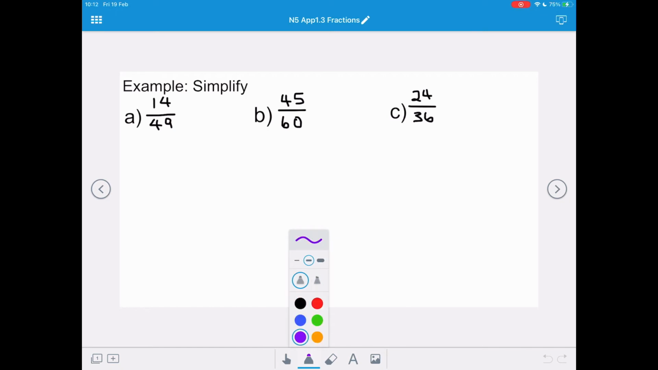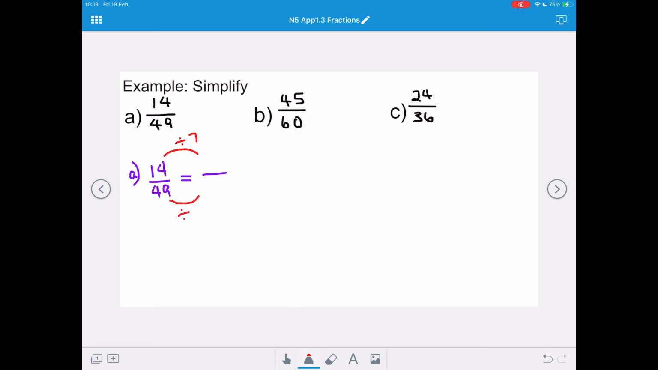So our first fraction is 14/49. So we need to think what times table both 14 and 49 are on. And the answer to that question is the 7 times table. So we need to divide the top and the bottom by 7 in order to get our new numerator and denominator for our simplified fraction. And 14 divided by 7 gives us a numerator of 2, and 49 divided by 7 gives us a denominator of 7.